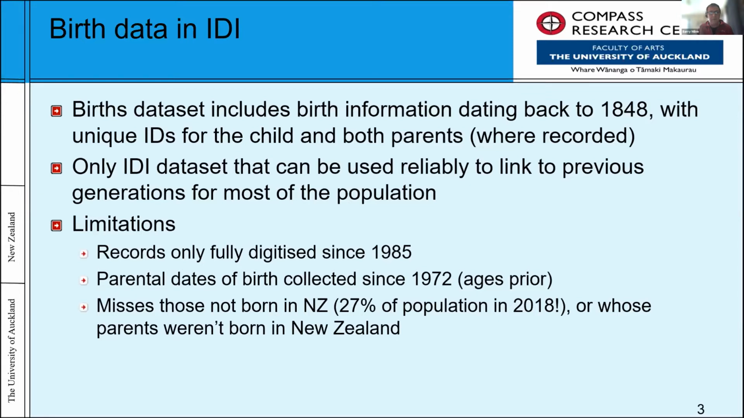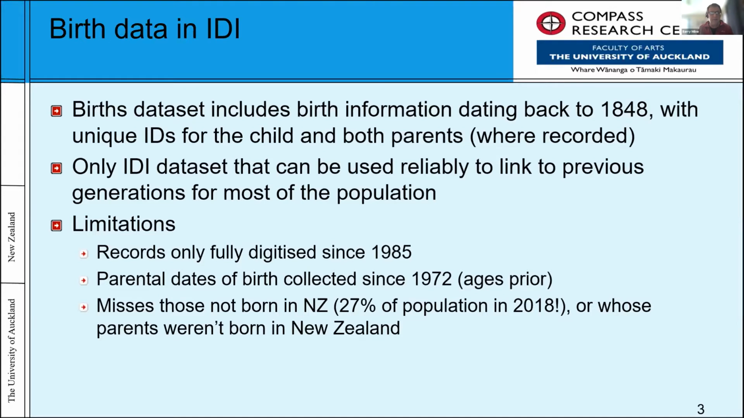These records have been fully digitized since 1985, and there's a handful of them digitized prior to that, but digitization became routine in 1985. The Department of Internal Affairs, which is the organization that provides these data, is, with a bit of financial support, looking to digitize back further so we can get more of these multi-generational links. Parental dates of birth have been collected since 1972. Prior to that, there were just ages collected, and because this process uses linkage, both deterministic and probabilistic, we suspect that it's very unlikely that you get linkages prior to when we have dates of birth data for the parents.